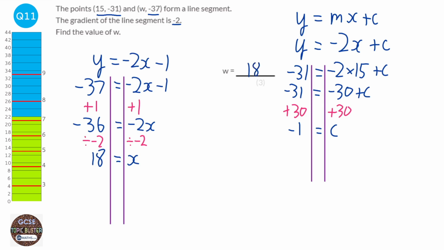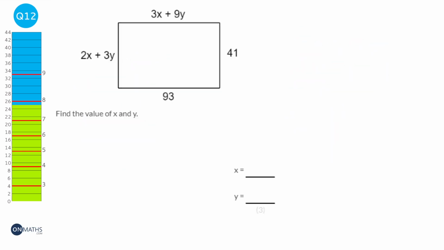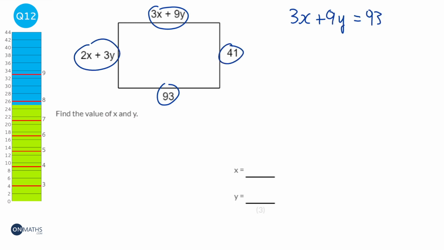So w is 18. Something we know about rectangles is opposite sides are equal. So these two will be equal. And these two will be equal.